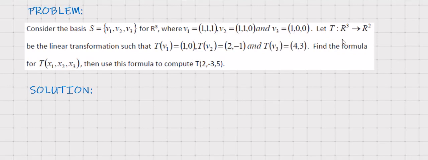When you are studying transformations, be clear, the inputs will be taken from the first set, that is R3, and the outputs will belong to the second set. Here the second set is R2. So this is the data given. Now the question is, they are asking the formula for T of x1 comma x2 comma x3. They are asking you the general formula, and then you have to use this formula to compute this one.